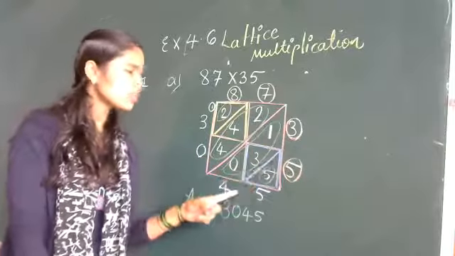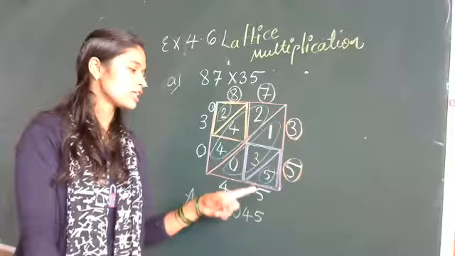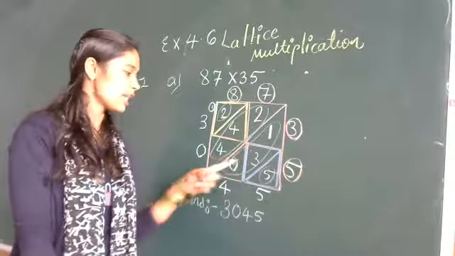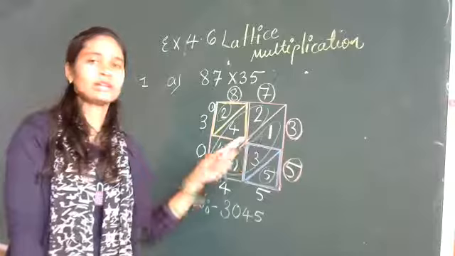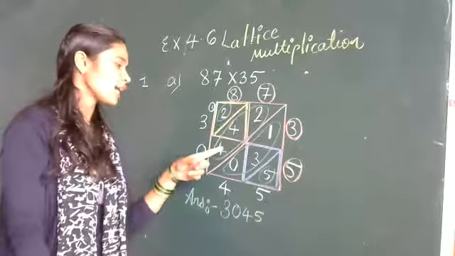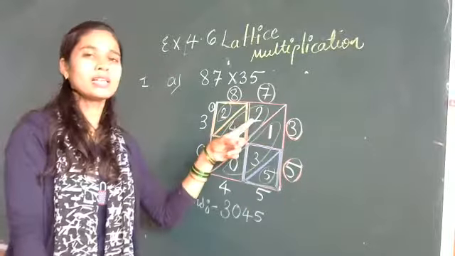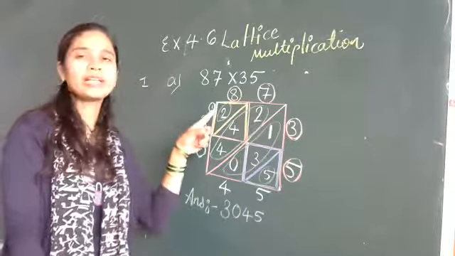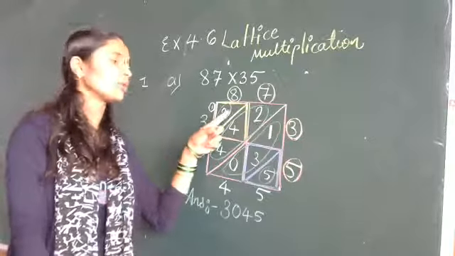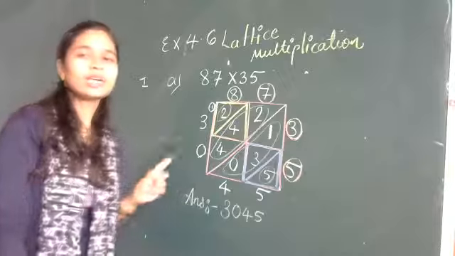And just add the numbers within the diagonals. For this diagonal it is 5. For this diagonal it is 0, 3 and 1. If I add it, I will get the answer as 4. For this diagonal, I will get 4 plus 4 plus 2. I get the answer as 10. So 0 will be here, 1 will be carried here. Add this carry to the next diagonal. So 1 plus 2 is 3. Got it?